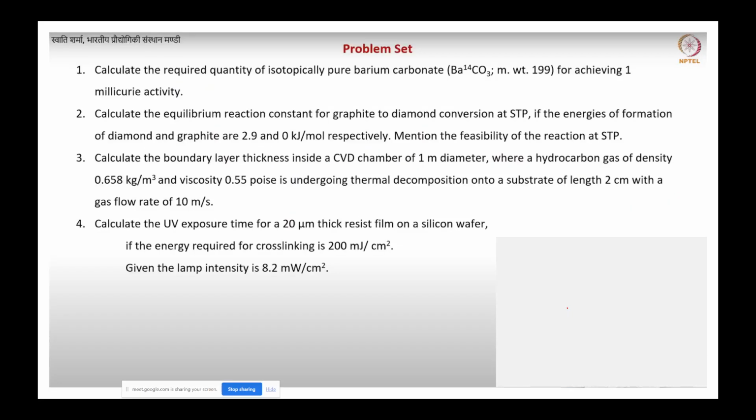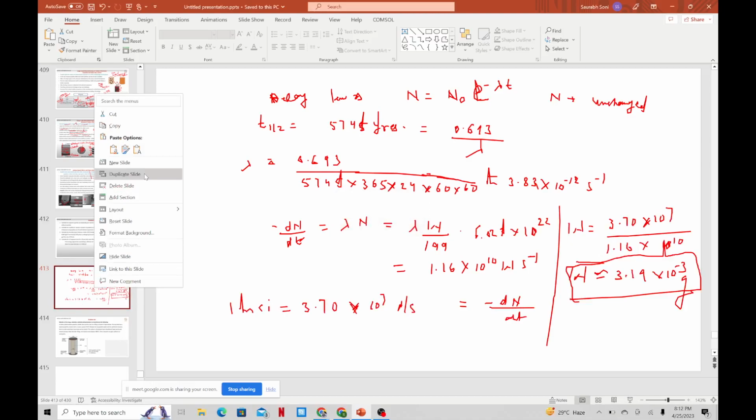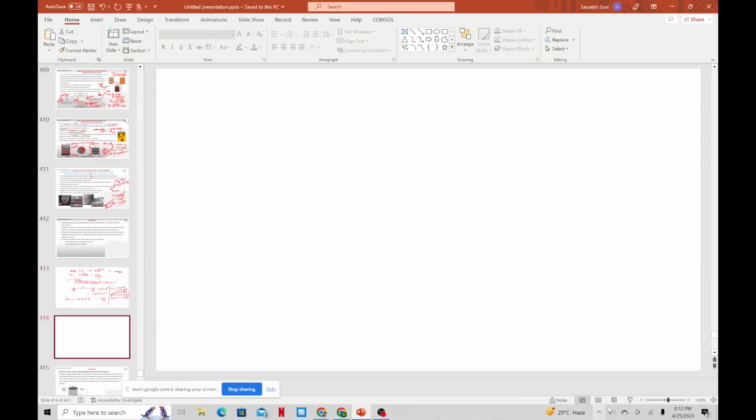Now it is saying the graphite to diamond conversion at STP, if the energies of formation of diamond is 2.9 and 0. So mention the feasibility of the reaction. So whether it is feasible or not, that we have to select. We have to tell whether this is feasible or not. So let me take a new slide, and then we can discuss that. And let me take my pen also.